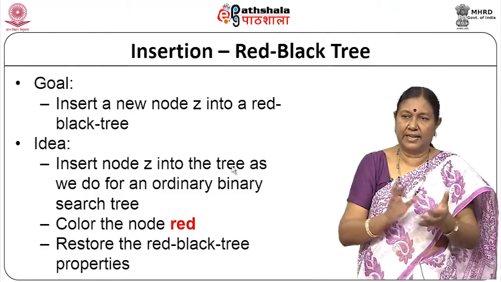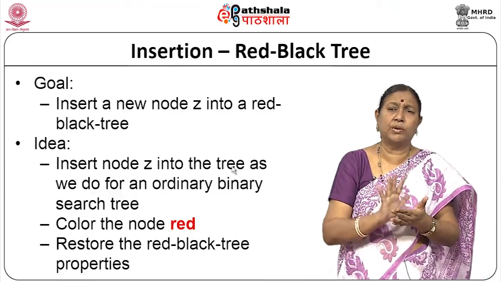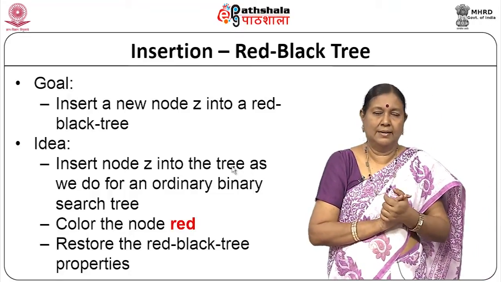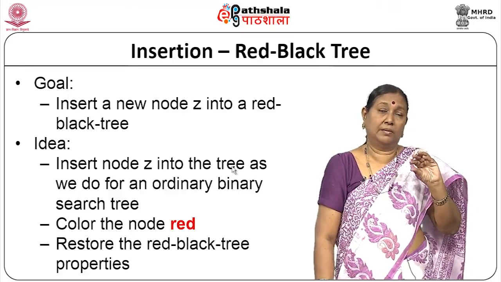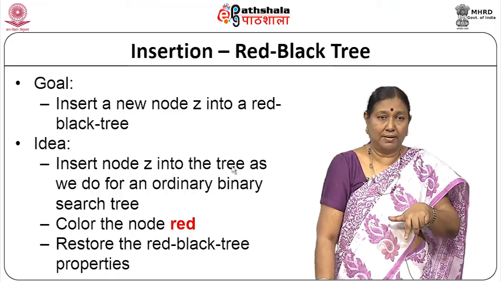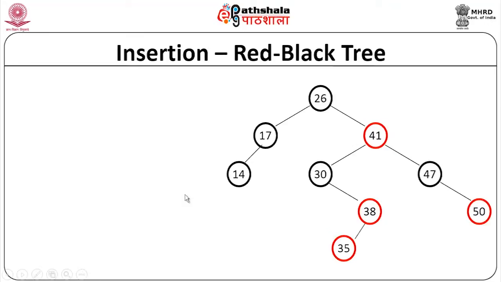So, the idea is you insert z into the red black tree as you would do in a binary search tree, then color that node you have inserted red, then you have to restore the red black properties. Remember the red black properties: if you have a red node, its parent should not be red, and its children should not be red, both have to be black. All those we have to do. So, let us look at this particular red black tree.